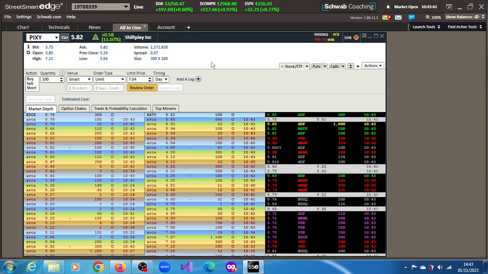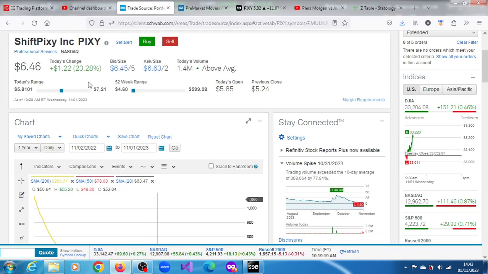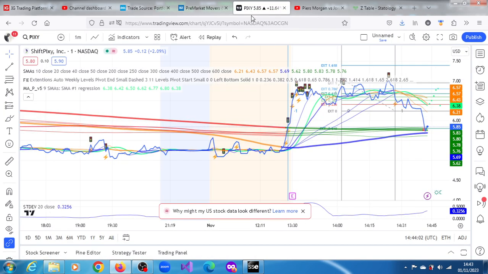1.57 million shares have crossed the tape. Yesterday there was also a spike in volume as well. So that's the 23% I'm talking about. If it's 23% here at 6.46, and we saw 6.96 on the 1 minute chart, the gain was definitely more than 23%. So this is the 1 minute chart for the stock.